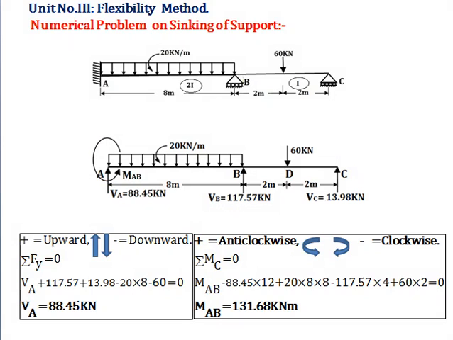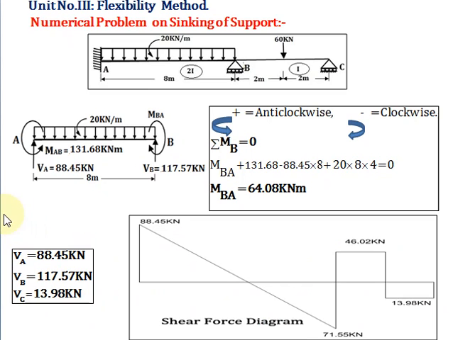Okay, now the next step is to find out the moment in member BA. Now we'll find out the moment in member BA. Here already I found out moment in member AB. We have found out vertical reaction at B. Also we have calculated vertical reaction at A as well as B. Okay, here we have to find out moment in member BA.